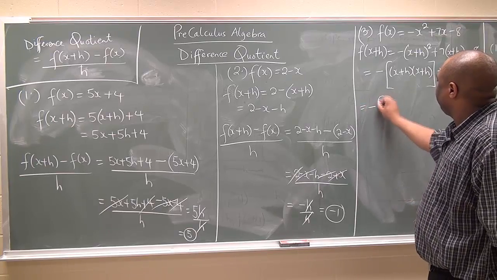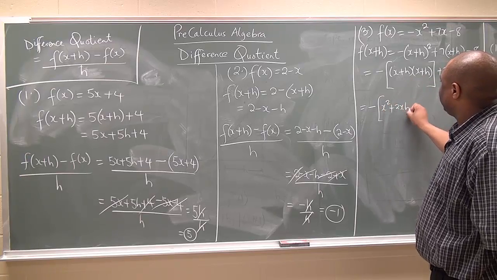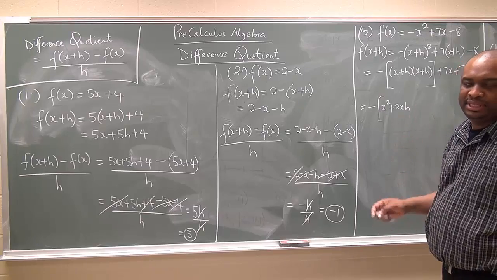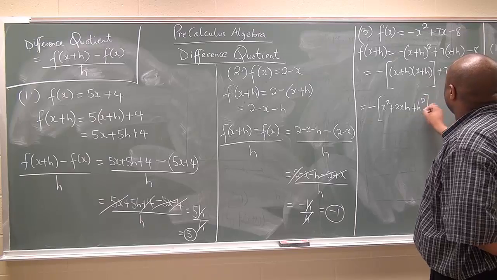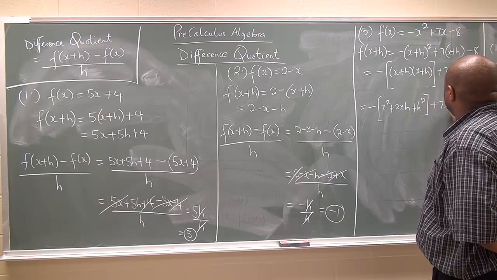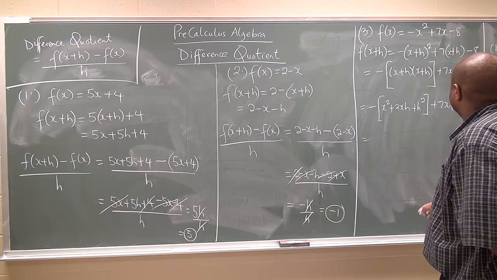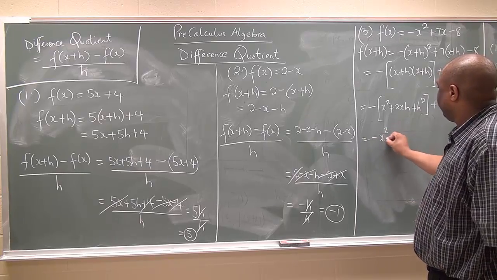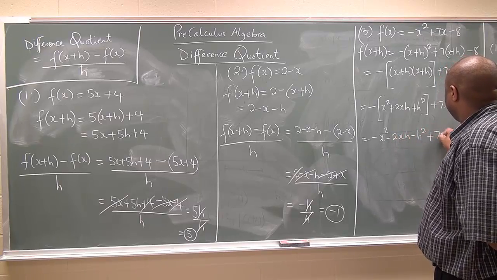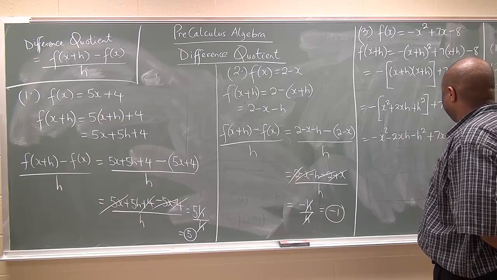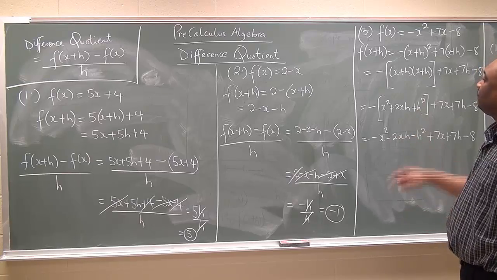And this will be negative, we have x squared plus 2xh, because it's xh plus xh, plus h squared, plus 7x plus 7h minus 8. And that will give us negative x squared minus 2xh minus h squared plus 7x plus 7h minus 8. Right? So this is our f of x plus h.